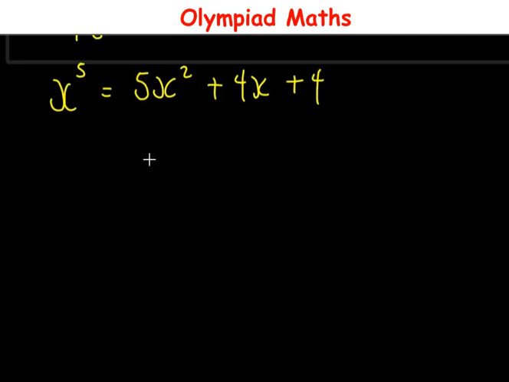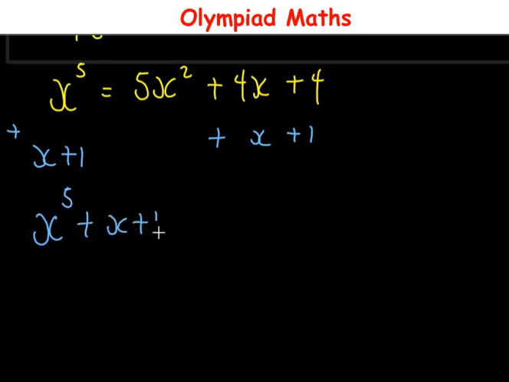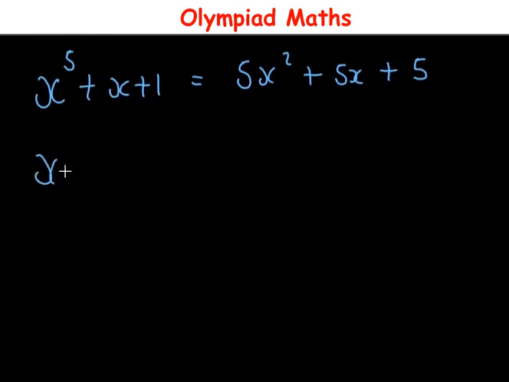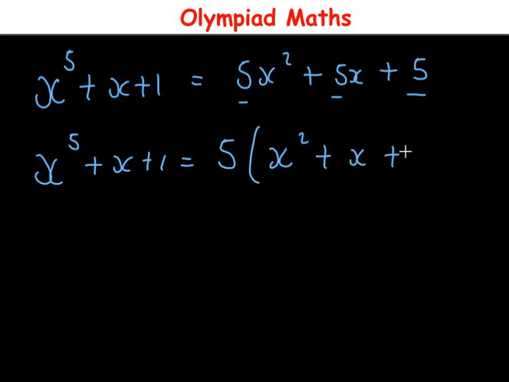So from here, the next thing we're going to do is to add x plus 1 to both sides of the equation. So we have x^5 + x + 1 is equal to 5x^2 + 4x + x, which gives us plus 5x, and 4 plus 1 is 5. With this, x^5 + x + 1 is equal to, we have a common factor, which is simply 5. Factorize out 5, we are left with x^2 + x + 1.